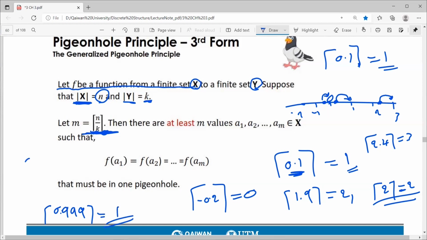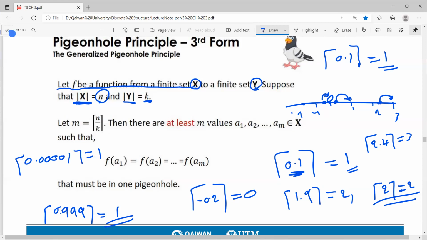Okay. How about 0.1? How about this one? It's still 1. We always take the next one, the greater one. It's between 0 and 1. Which one is greater than 0.01? 1, not 0. Okay. It's about the least integer function.